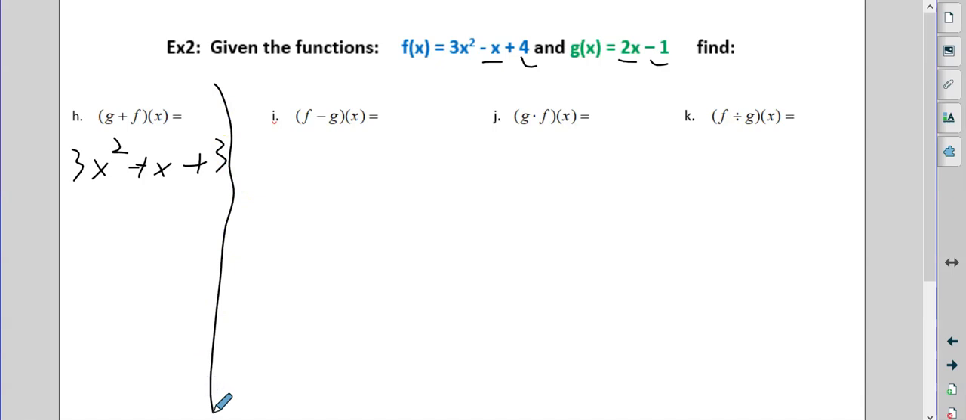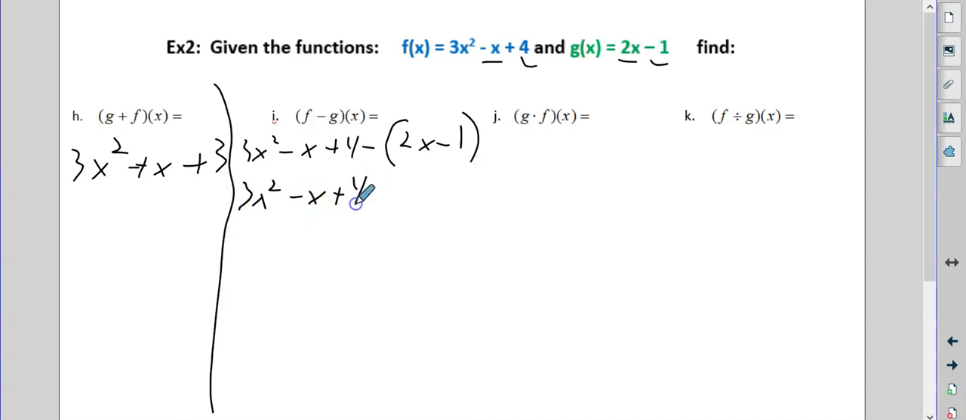Now this one you've got to be careful. This is f. So 3x squared minus x plus 4 minus, in parentheses, 2x minus 1. So this is going to become 3x squared minus x plus 4, same thing, minus 2x plus 1. So the 3x squared again is alone, but this time minus x minus 2x is minus 3x. And 4 plus 1 is 5.